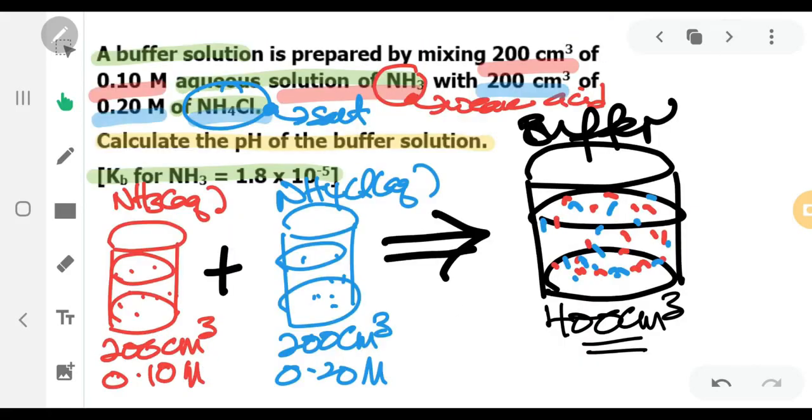And for this situation, since you have your salts in the form of aqueous, you have to remember to add up the volumes together to get the total volume, and the total volume will be the volume of your buffer. This is the volume that we're going to use to find the concentration of your weak base and the concentration of your salts or conjugate acid here.